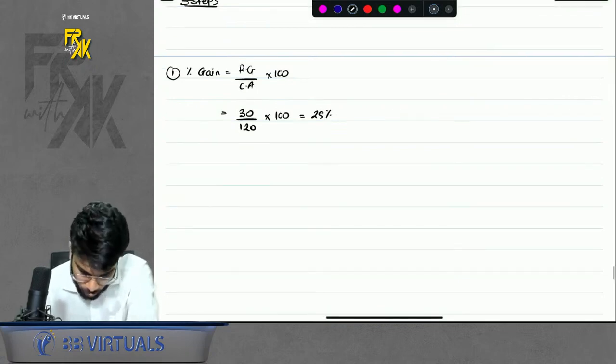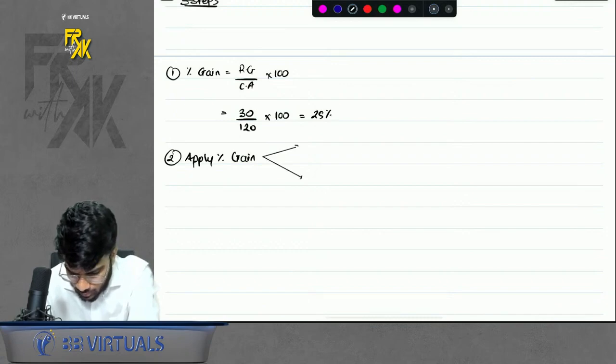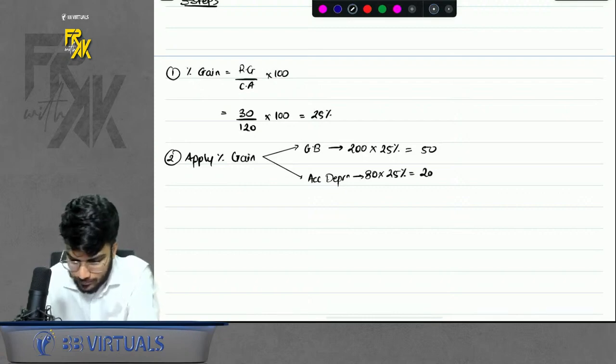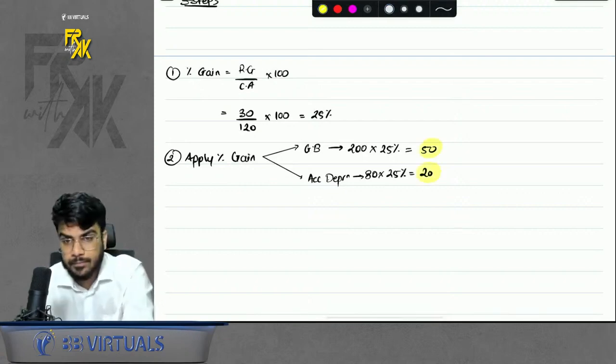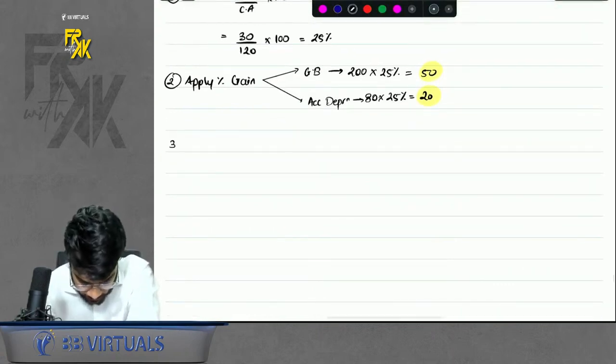Now you have to apply this percentage gain of 25% on 2 figures, on gross block and accumulated depreciation, guys. It will be 200 into 25%, that is equal to 50, and 80 into 25%, that will be equal to 20. Right? Yes, sir. Perfect.